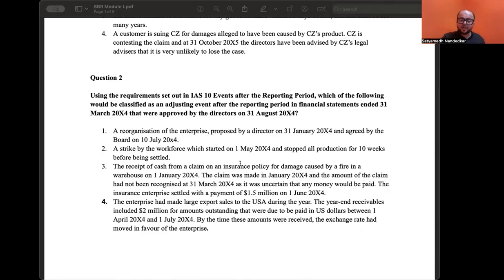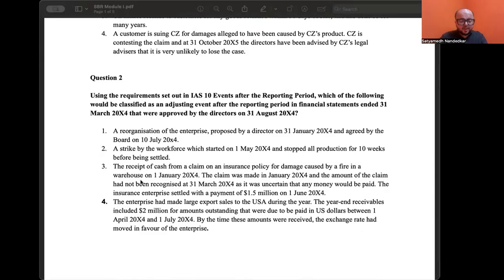Because there is no constructive obligation, statement 1 does not require the creation of a provision, which means the conditions did not exist on the balance sheet date. If at all you want to do anything, you should do a disclosure in the financial statements, not an adjusting event. You don't go back and make changes. A strike by the workforce which started on 1st of May and stopped all production for 10 weeks before being settled. The conditions for this event did not exist on the balance sheet date. Because of that, there is no need to go back to the financial statements and make any adjustment. So this is ruled out.